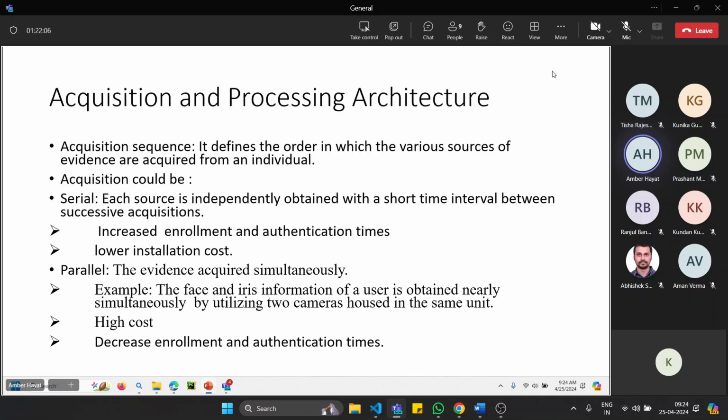So there is increased enrollment and authentication time and lower installation cost, because once you have taken one trait, it is enrolled, and then you go to another one and so on. So installation cost will be low.